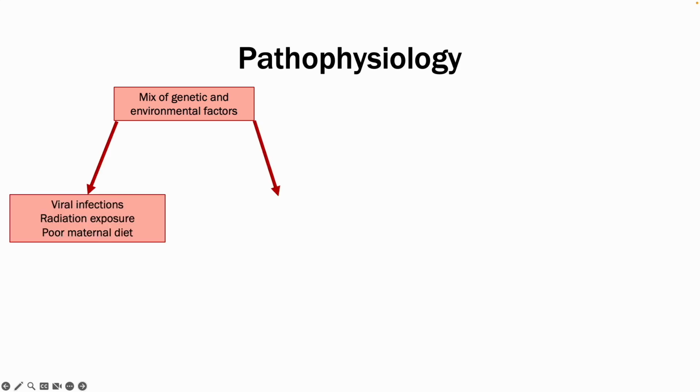The pathophysiology of ALL is quite complex and not fully understood. However, it is believed to be a mix of genetic and environmental factors. So environmental factors include things like viral infections, radiation exposure, or even poor maternal diet, whereas genetic factors include conditions such as Klinefelter syndrome, Down syndrome, or Fanconi anemia.